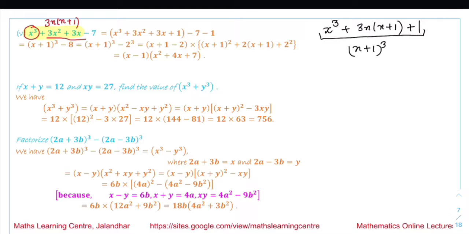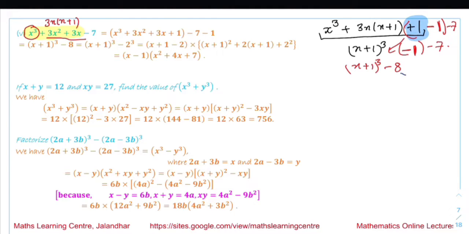I am adding 1 to it, then this term will become (x plus 1) whole cube. So what we are doing, we are adding and subtracting 1 from this term, so we get this. Now the question we have is x cube plus 3x square plus this minus 7. So we are already having minus 7 over here. So our question becomes (x plus 1) cube minus 8.